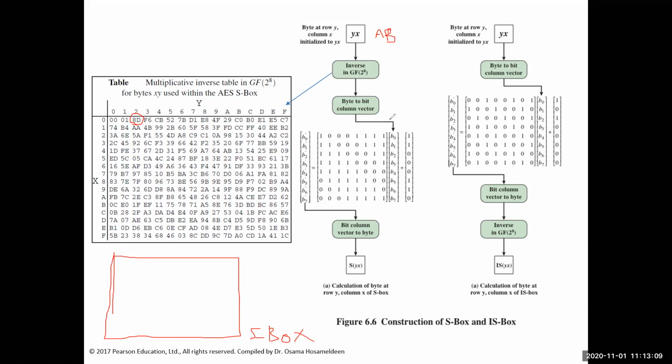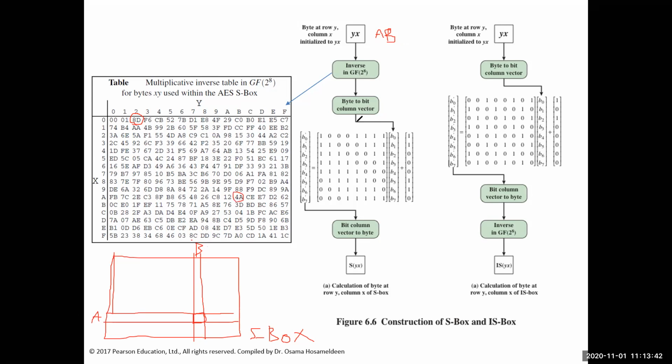Okay, and I have, for example, AB. AB is a little down here. This is A, and this is B. I want to know the value that I should put here. So I get AB and then move to AB here. This is AB, and this is 4A.